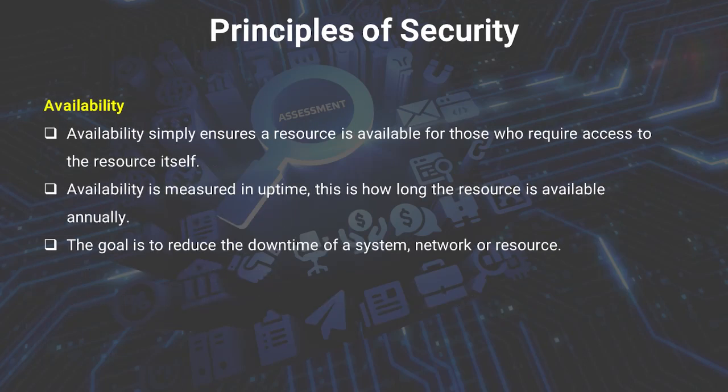Availability simply ensures a resource is available for those who require access to the resource. To put it simply, availability is measured in uptime. This is how long the resource is available annually. The goal of maintaining availability is to ensure that there is very little downtime of a system, a network, or a resource.